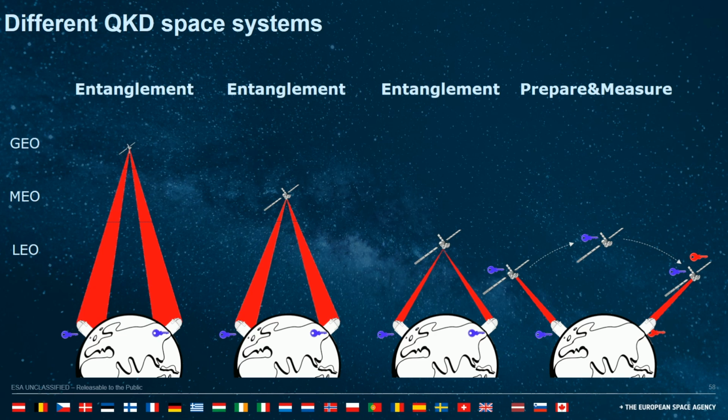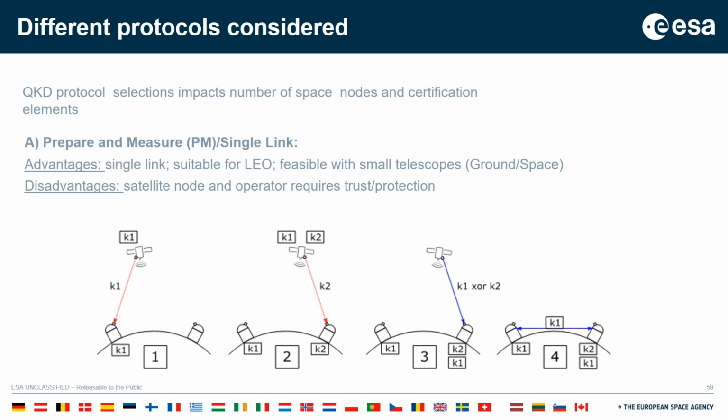What is being looked at a lot is what's called prepare and measure, where we prepare on the left-hand side in LEO. And so you do a shared key with the spacecraft and Alice. The spacecraft moves along, talks to Bob, shares another key, and XORs the key between spacecraft and Bob with Alice's key, and in that way gives Bob Alice's key. Technologically, it's easier.